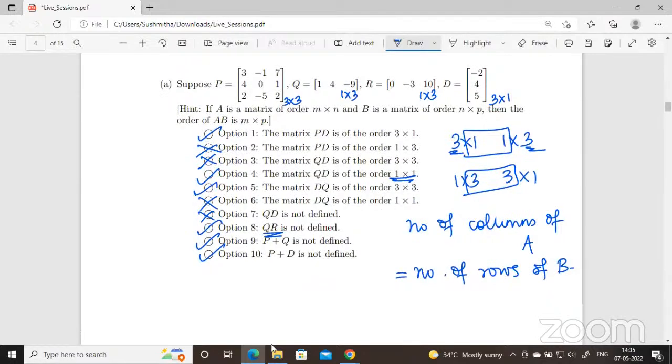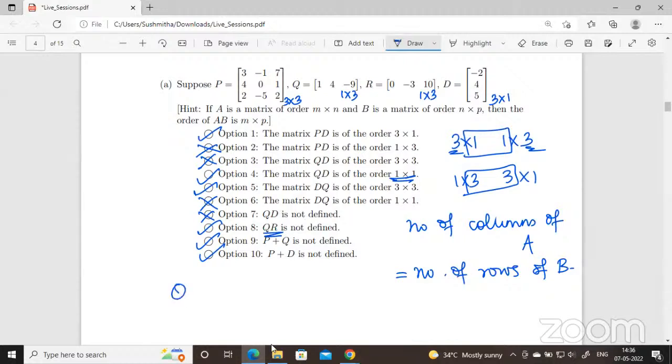In option 7, the rows of Q and the columns of D are equal, so it is defined, right? No, it's written that it's not defined. Ma'am, it should not be true. So the product QD is actually defined. So this statement is not true.